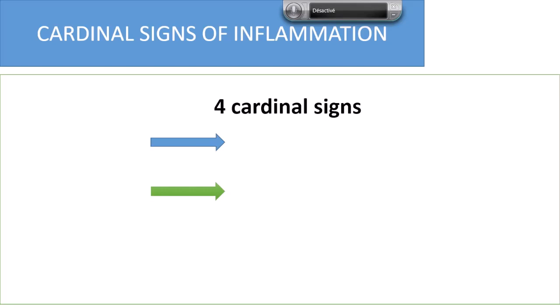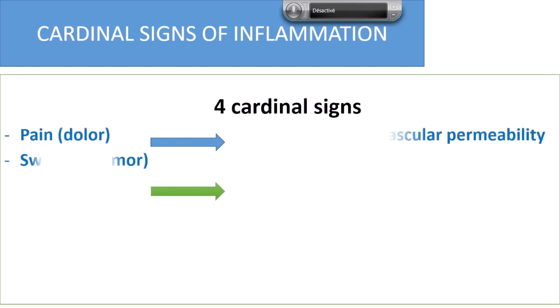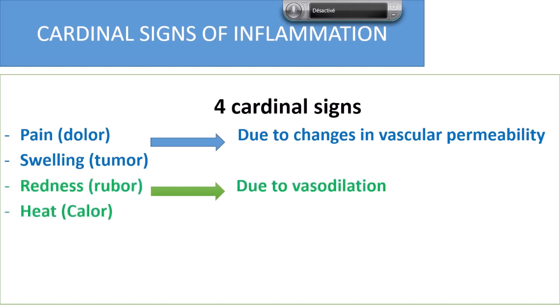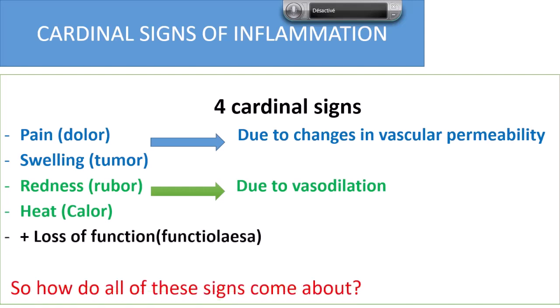So there are four main cardinal signs of inflammation. The first two, pain or dolor, then swelling or tumor, are due to changes or increase in vascular permeability. The next two, we have redness or rubor and heat or calor, due to vasodilation. At times some people add a fifth cardinal sign, which is loss of function.